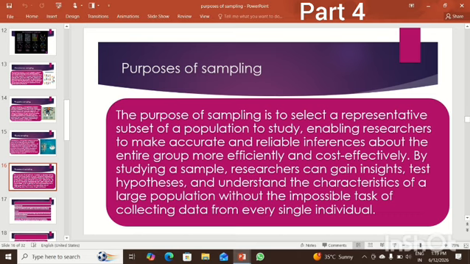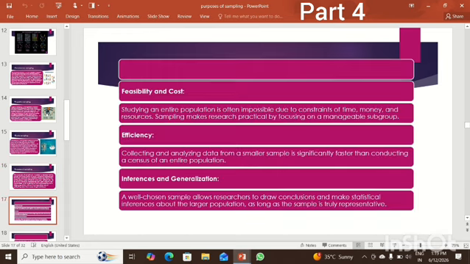The purpose of sampling is to select a representative subset of a population. First one is for the study. If there is a good data set, and you have to study the population, enabling researchers to make accurate and reliable inferences about the entire group more efficiently and cost effectively. By studying a sample, researchers can gain insights, test hypotheses, and understand the characteristics of a large population without the impossible task of collecting data from every single individual. This is the same as we have already understood.